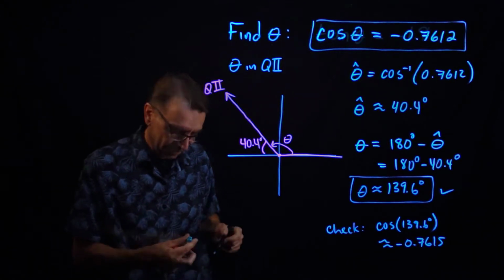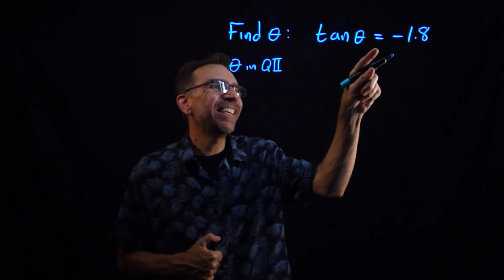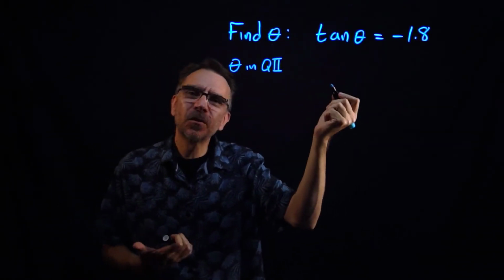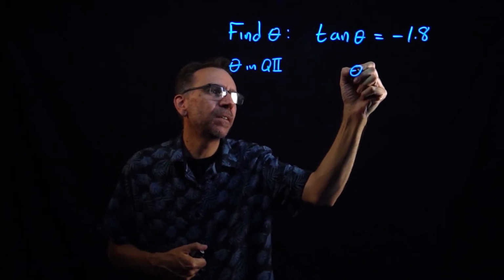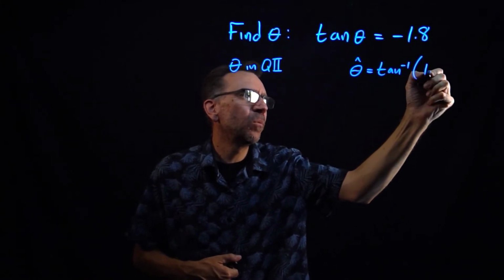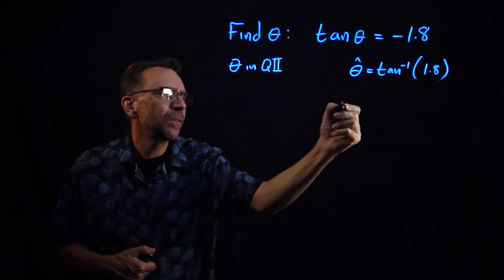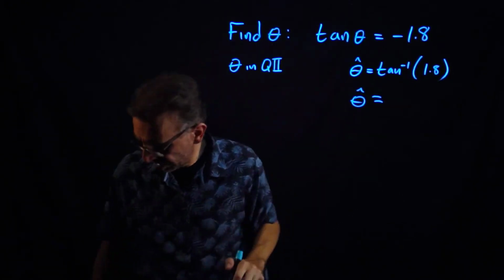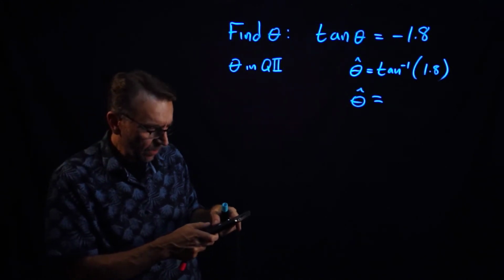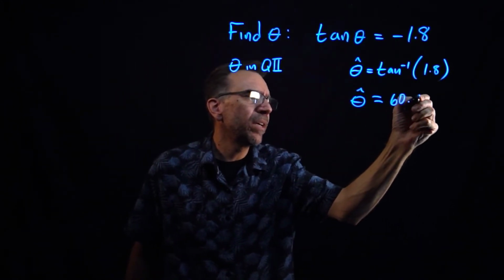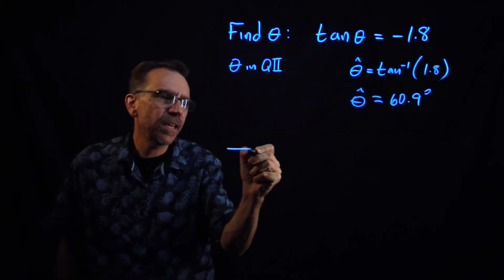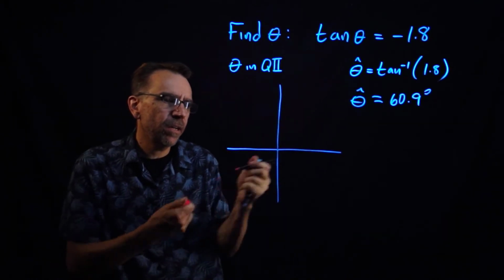Let's do another one. All right, so here we have tangent theta equals negative 1.8. Here we have a tangent. Doing the same thing, we're going to work through the reference angle theorem. So the reference angle is going to be equal to tangent inverse of the absolute value of that, so 1.8. Okay, so going to a calculator, at this point, tangent inverse of 1.8 is 60.9 degrees.